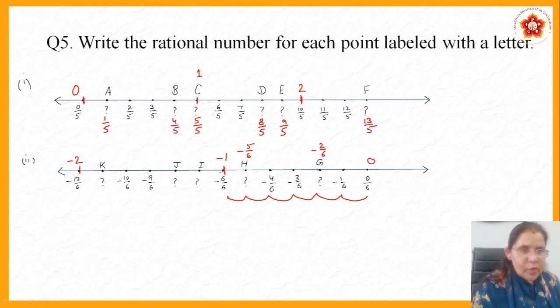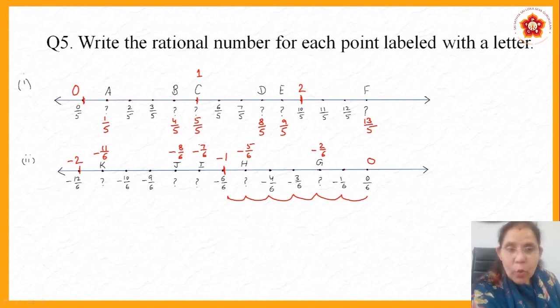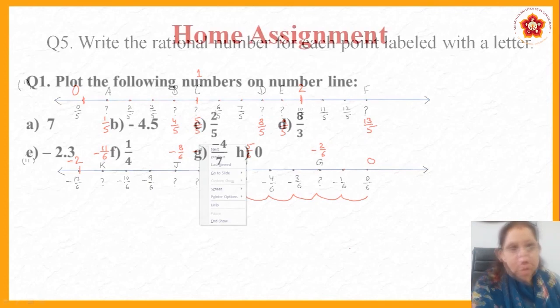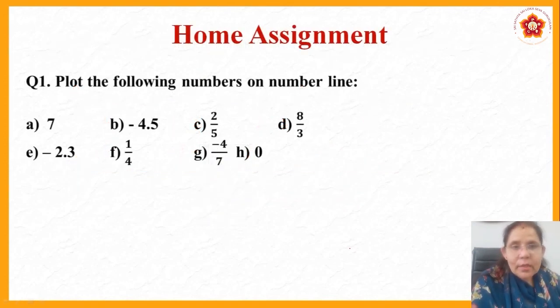Then next we have minus 1, which is minus 6 by 6. I would be minus 7 by 6. J would be minus 8 by 6. Next one is minus 9 by 6 given. Next one is minus 10 by 6. K would be minus 11 by 6. And the last point which is shown here is minus 12 by 6, which is equal to minus 2.